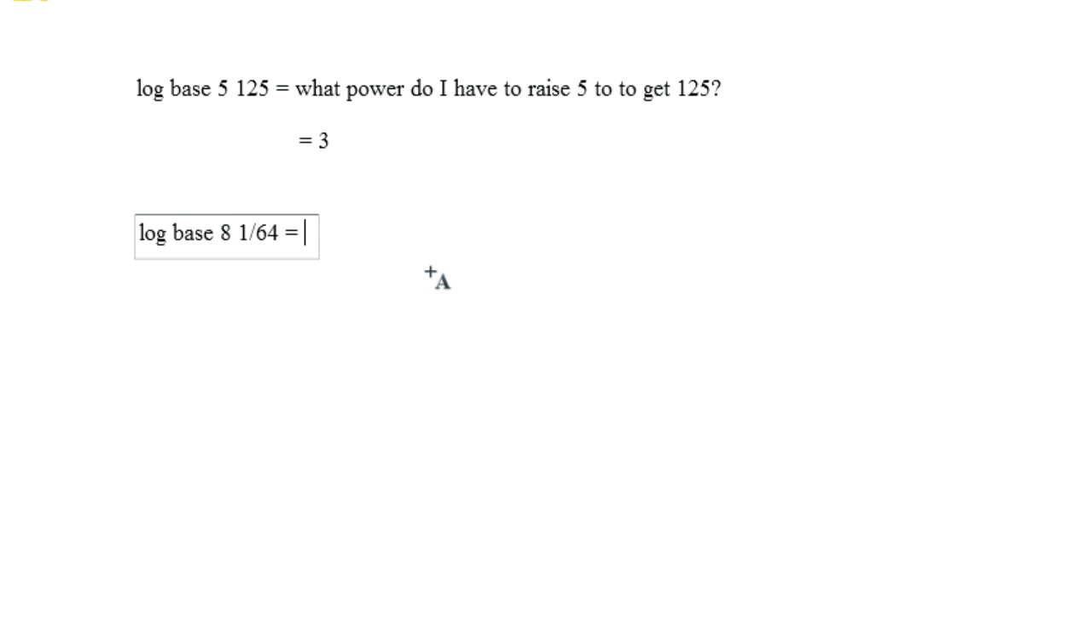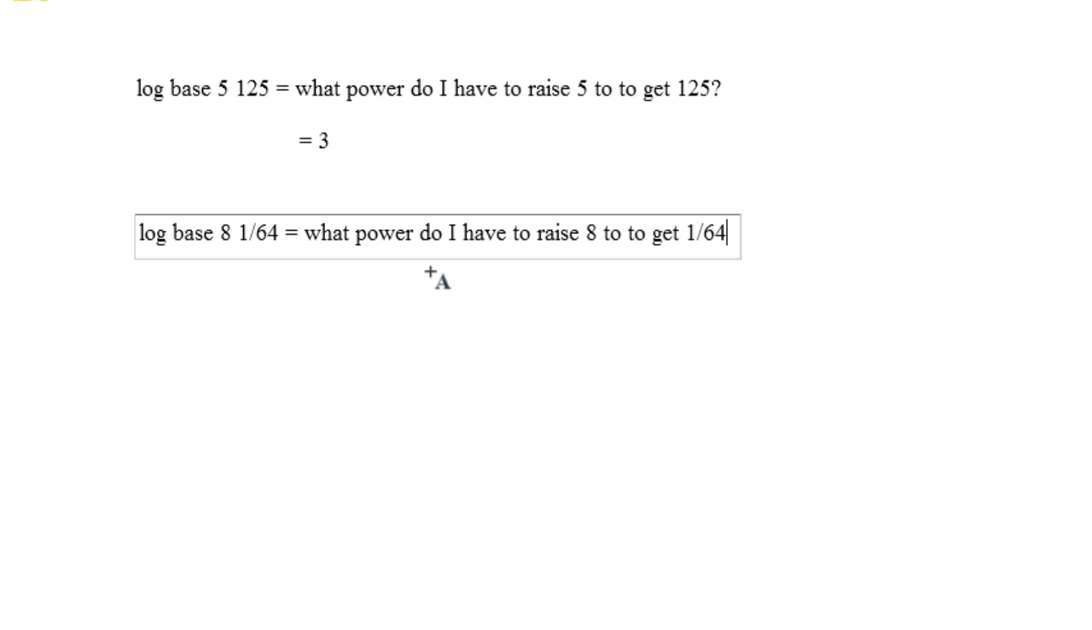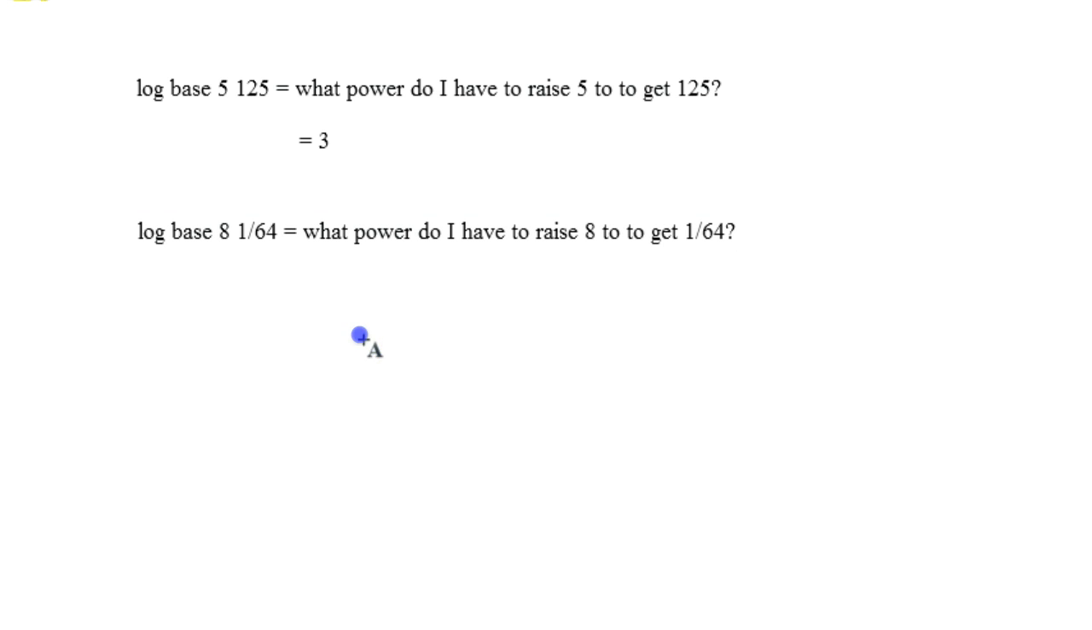Alright, so it's saying, what power do I have to raise 8 to get 1 over 64? Now, if you notice, 1 over 64 is a fraction, so I'm going to be raising it to a negative power, and that power is going to be negative 2. Because if you check it, 8 to the negative 2 is the same as 1 over 8 squared, which is the same as 1 over 64. So that's how you can do it by hand.